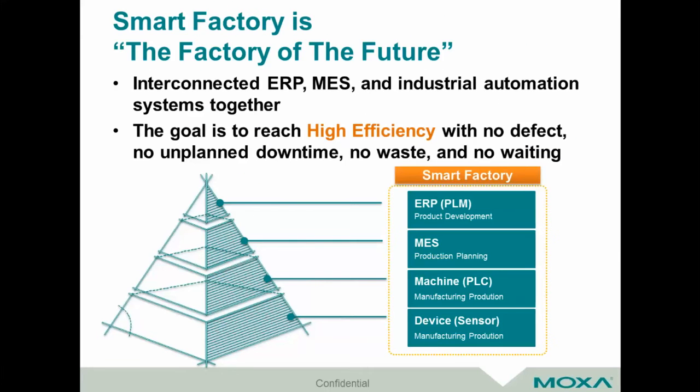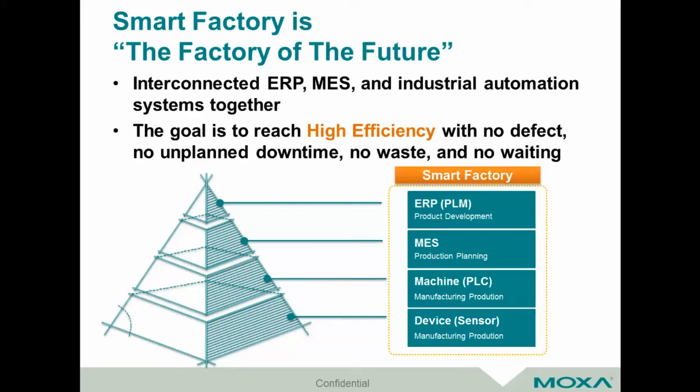So on the factory side, a lot of factories are trying to now become part of the Internet of Things. And so, what we're really seeing is this interconnected system. So, things all the way from the device or the sensor level, all the way up to product development level, they all want to be on the same network. And so they can all talk to each other and really have a very high efficiency.